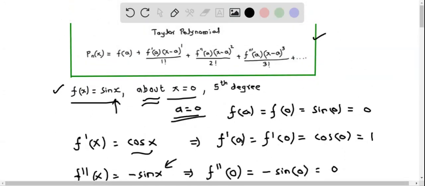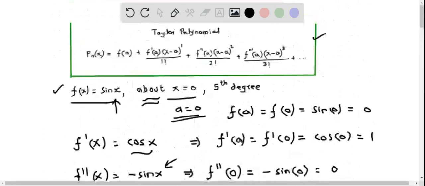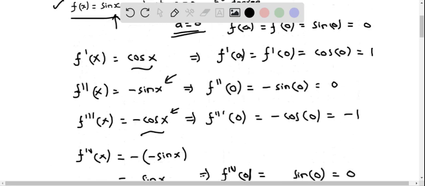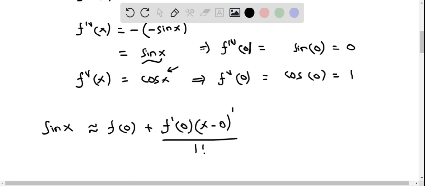We can simply plug these into the Taylor polynomial equation. So I'm going to rewrite the Taylor polynomial. That is, we write sin x. This is approximately equal to, the first term is f of a. That is, we can write this as f of 0, plus the next term is f prime of a, that is f prime of 0 times x minus a, which is 0, so I put x minus 0 raised to the power of 1 divided by 1 factorial.